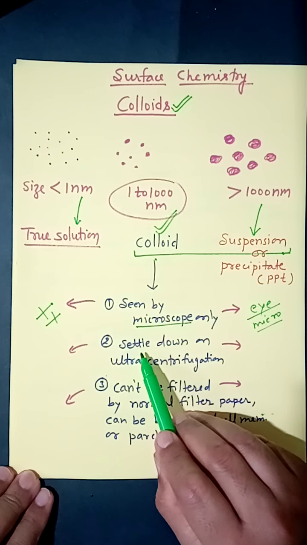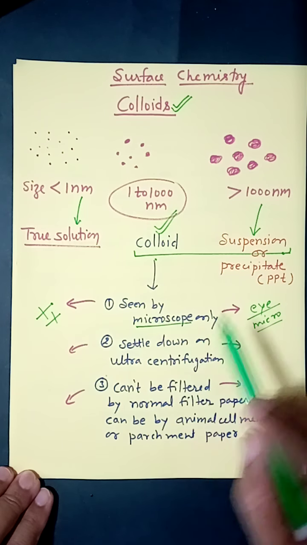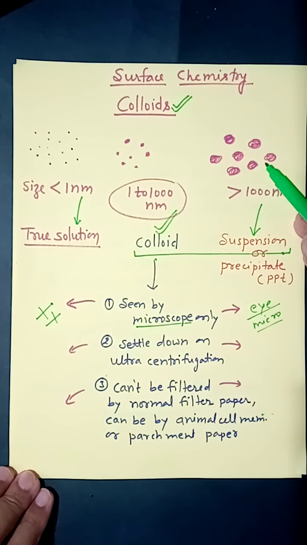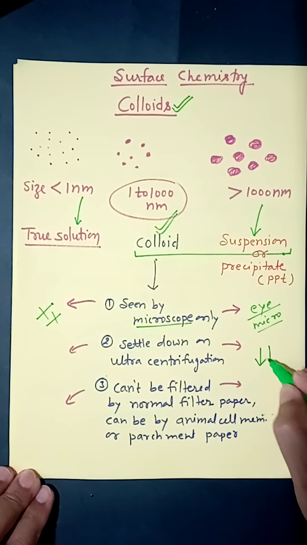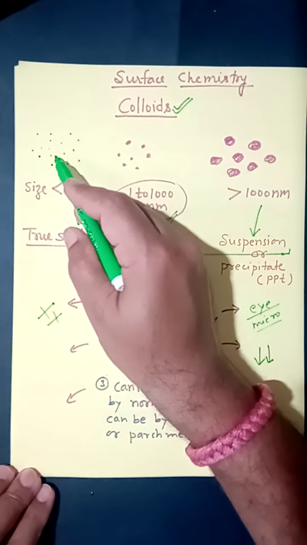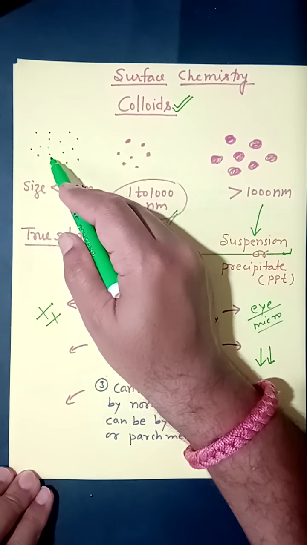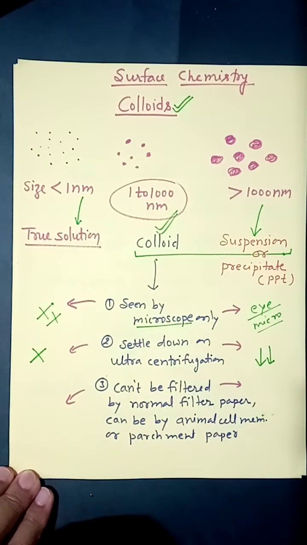Another property is settling down. You have seen in the experiment in lower classes that particles of precipitate can be settled down because they are big enough and they have appreciable gravitational force. So these particles can easily settle down. These particles of true solution, because they are very small, never get settled down.